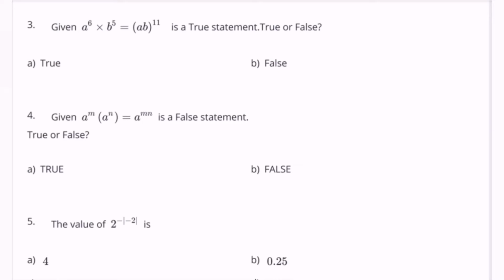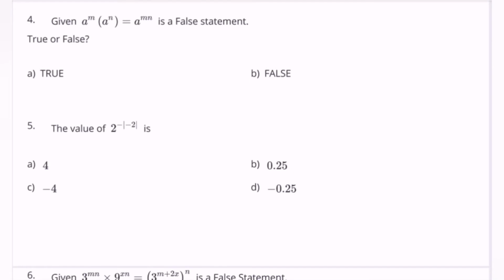So kindly refer to the question, given a to the power of 6 multiplied with b to the power of 5 equals (ab) to the power of 11. It is a true statement. By referring to this question, the only thing that we have to notice is that the base must be the same. Given the situation where a to the power of m multiplied with a to the power of n equals a to the power of m plus n. To apply the multiplying indices, make sure the base is the same, then only we can apply the multiplying indices. So for this question, the answer is false.